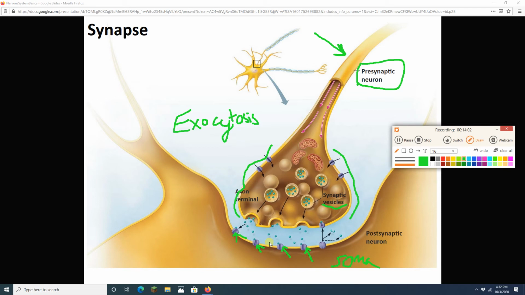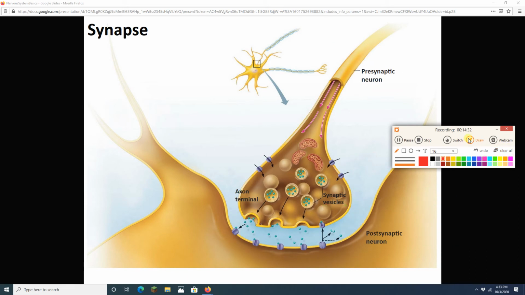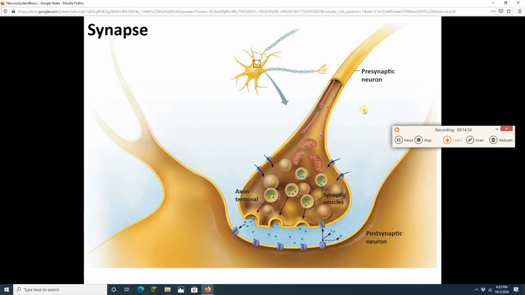Okay, one more little piece of anatomy. This gap between the two neurons here is known as the synaptic cleft. The synaptic cleft, because it is just a small little space, the synaptic cleft. All right. We'll revisit this later as we talk about action potentials and what they do. So don't worry.